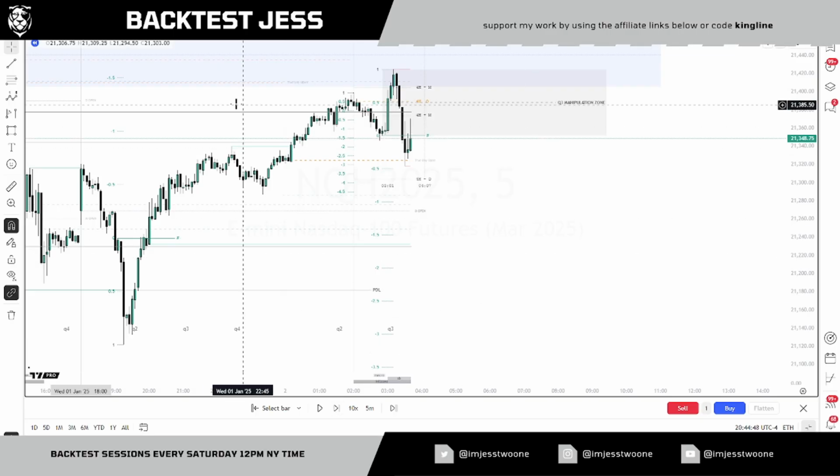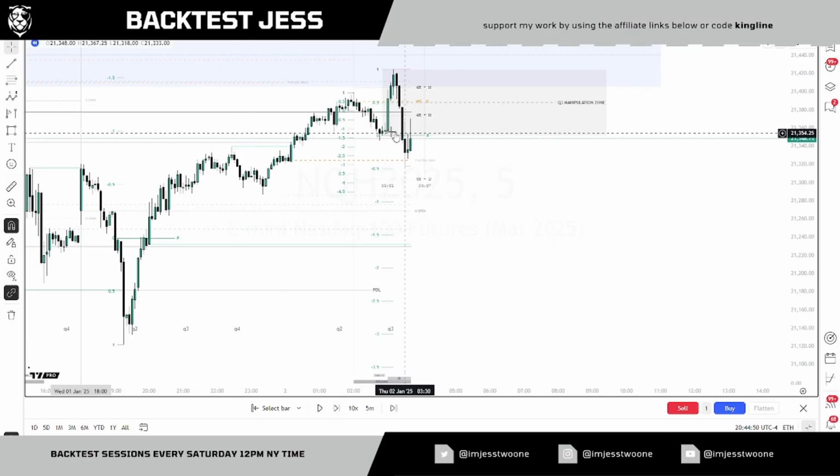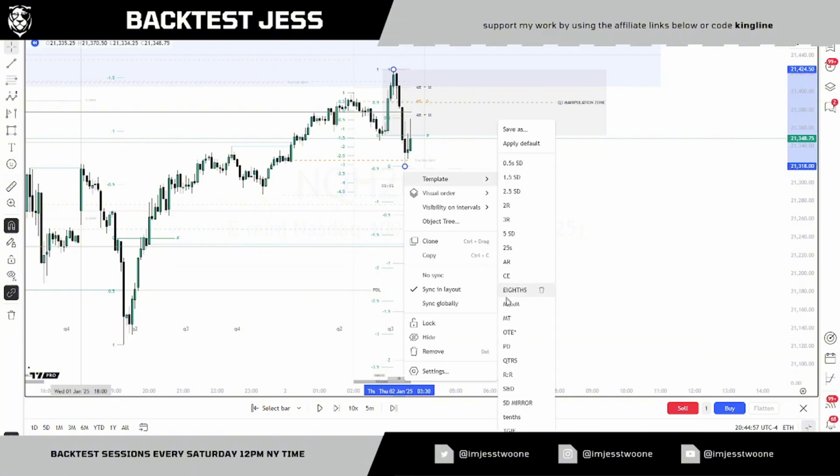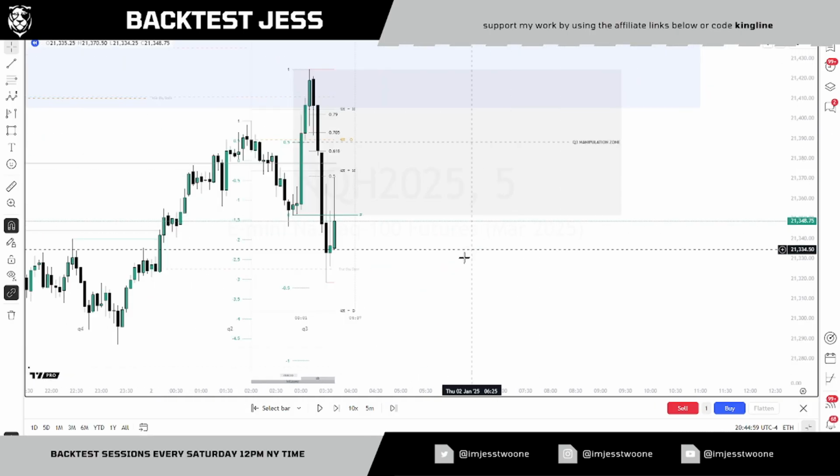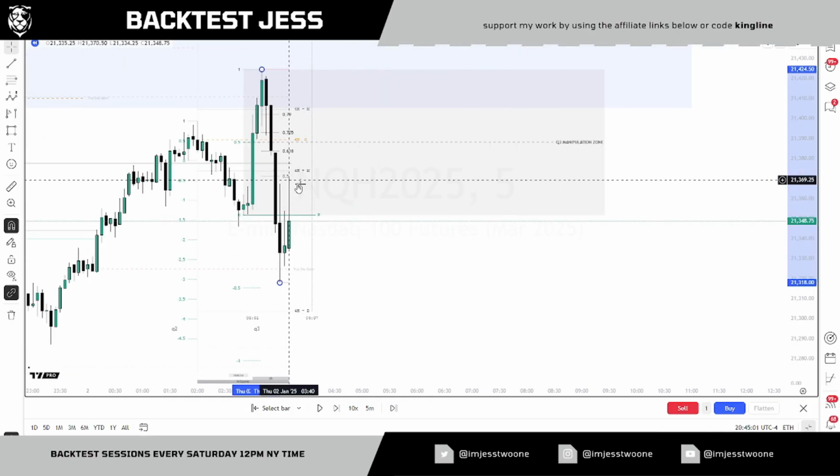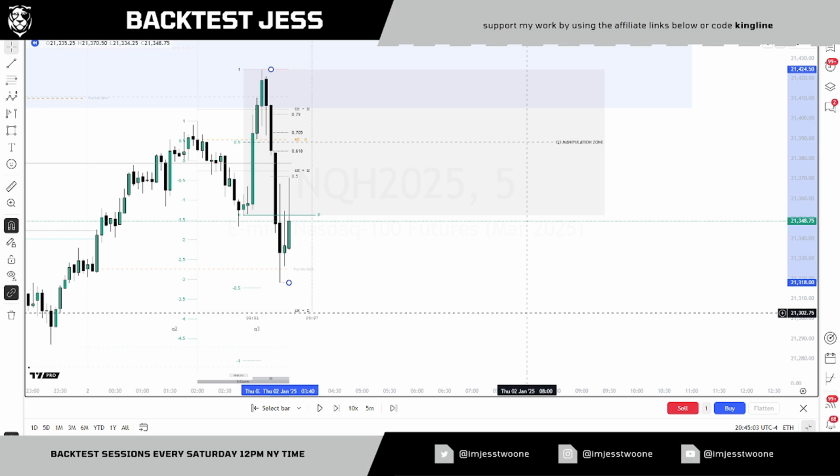All right, so there's our swing low. So this would be 1, 2 so far. I'm gonna pull OTE here just to have it up. Okay, so it misses EQ.